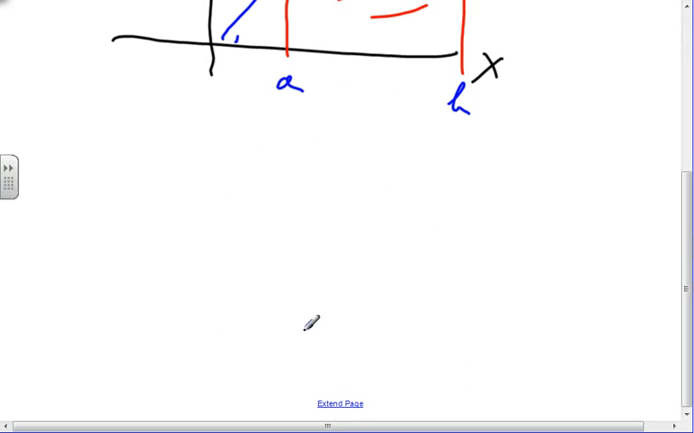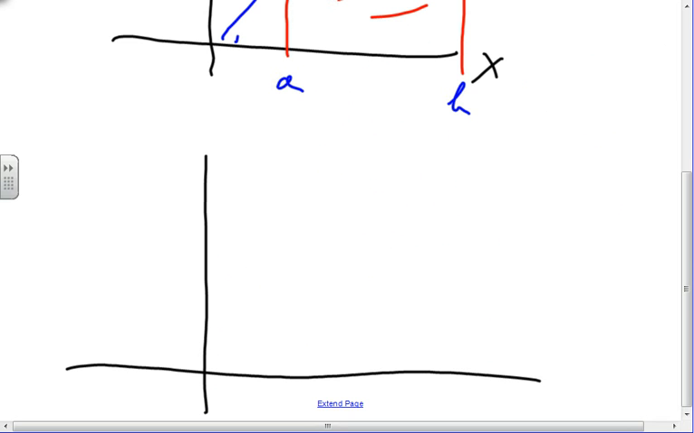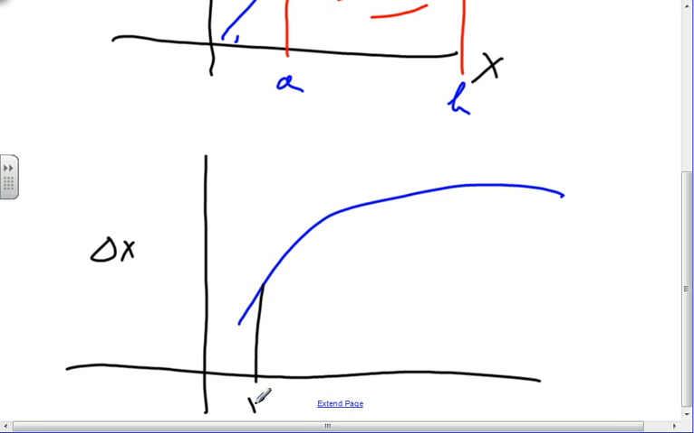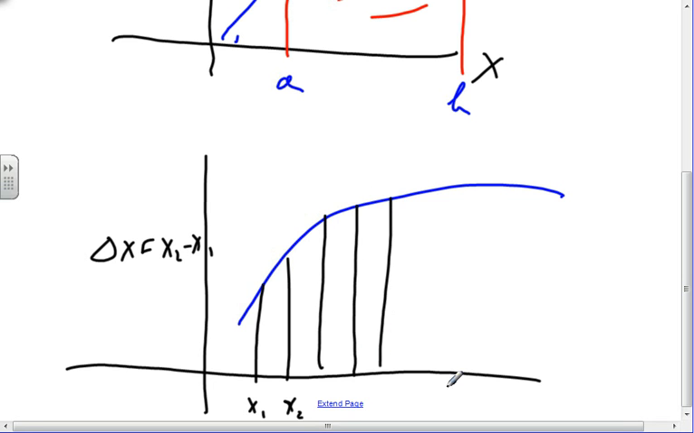And back in the good old days when I had a calculator, what I could do is I could have my curve and find a delta x. So here's x1, there's x2, and delta x would be x2 minus x1. So it's some small distance, and I'm going to cut this up and come all the way out to where my b is. Each of these is equally spaced, with a delta x between each one.